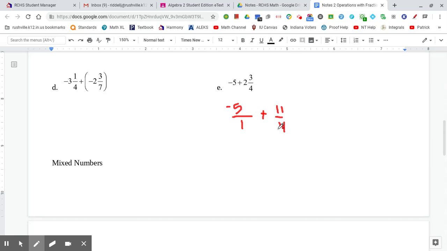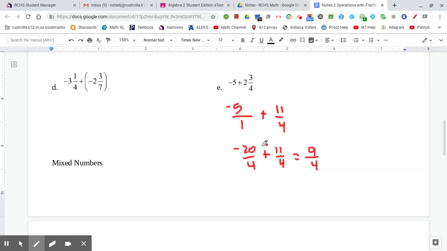So 1 and 4 both go into 4, so all I need to do is multiply the first fraction, top and bottom, by 4. And that will give me -20/4 plus 11/4. My denominator will stay the same with 4. And the numerators I will combine, so -20 plus 11. Those are different signs, so I'm going to subtract. I'll take the larger number minus the smaller number, so 20 minus 11 will give me 9.